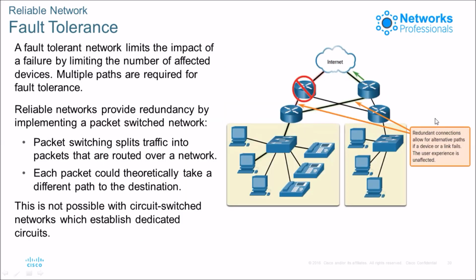Fault tolerance, also known as redundancy or backup. A fault-tolerant network limits the impact of a failure by limiting the number of affected devices. Multiple paths are required for fault tolerance, redundancy, or backup. A fault-tolerant network is one that limits the number of affected devices during a network failure. It is built to allow quick recovery when such a failure occurs in our network.